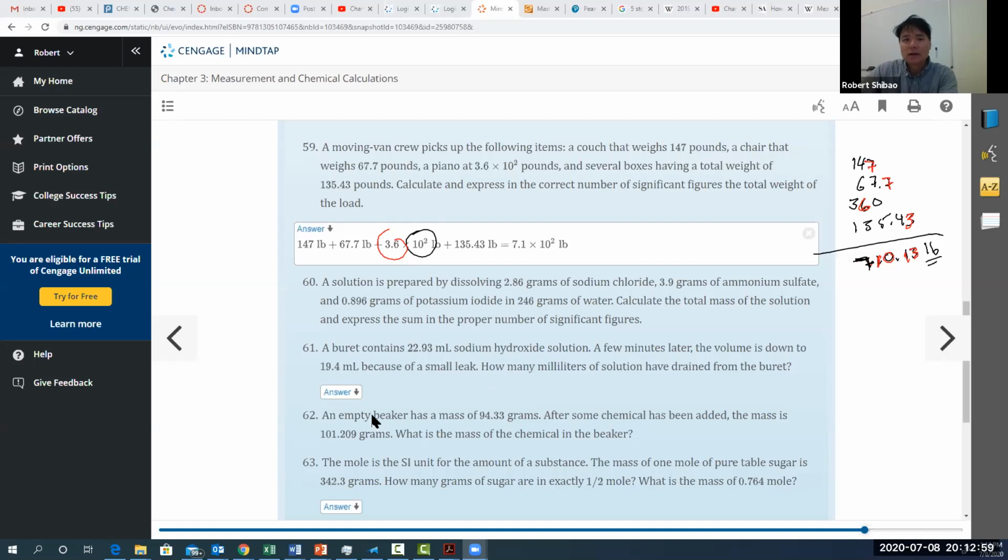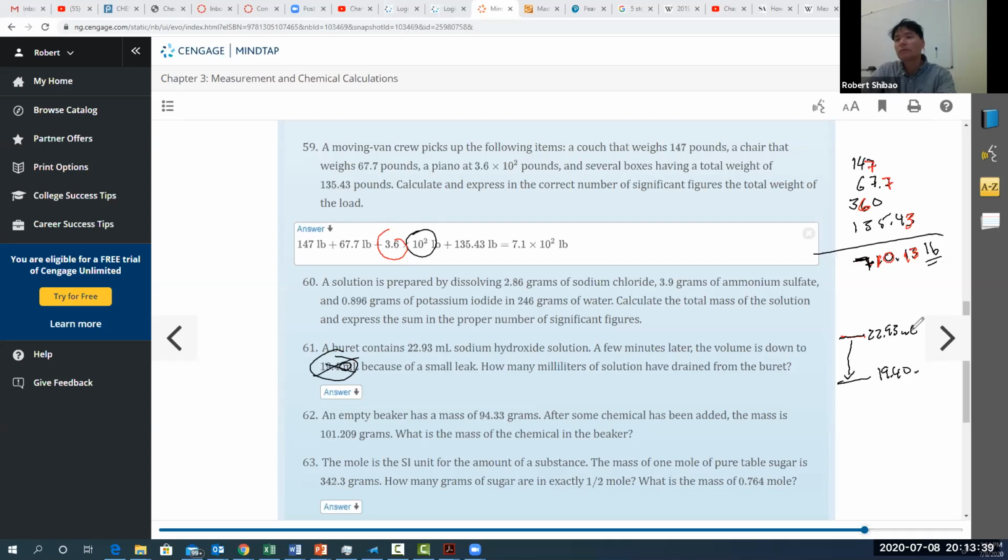And so in this burette, there's a little valve at the bottom. Let's say here in the burette, we started at 22.93 milliliters, and then it drops to 19.4. This is wrong. The burette reads to two decimal places always. So this is incorrect. It should have been 19.40. Burettes are always going to read to two decimal places like this. And so this is screwed up.